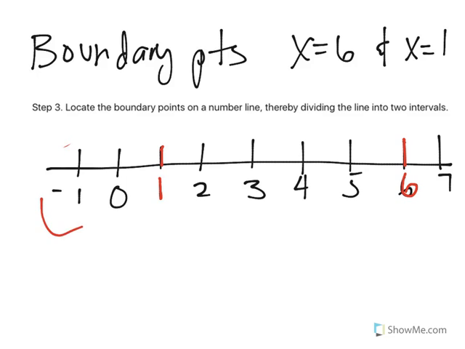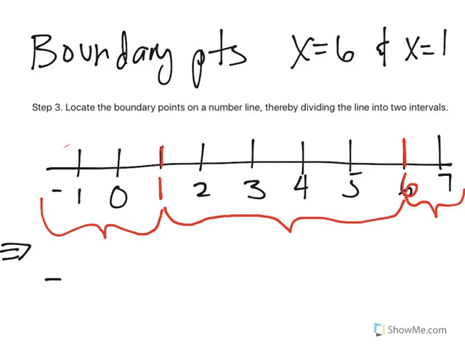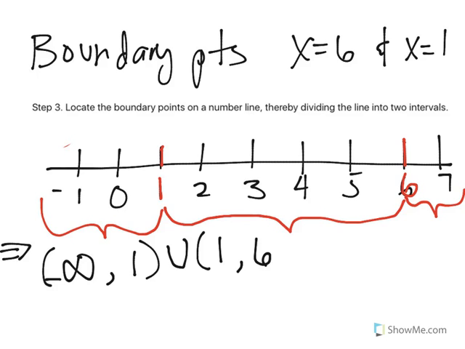this interval here. We have the interval here. Then we have the interval here. So approaching from this direction, this interval is negative infinity to 1, the union of 1 to 6, the union, and our last interval is 6 to infinity.